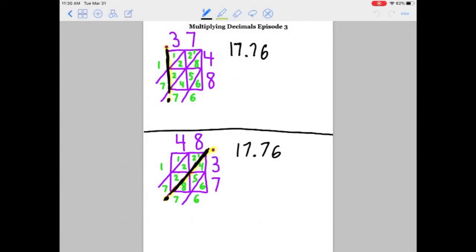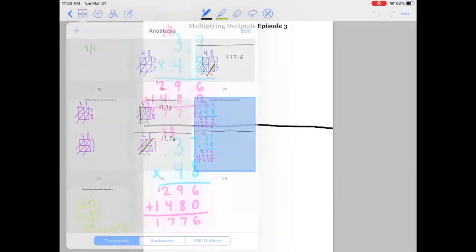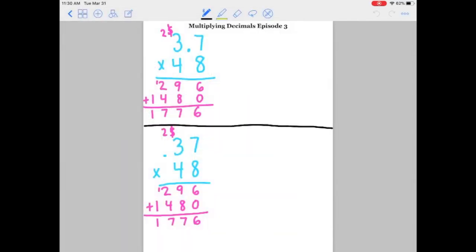Of course, I'm going to show you guys the U.S. traditional method now. Okay, so here's the U.S. traditional method.